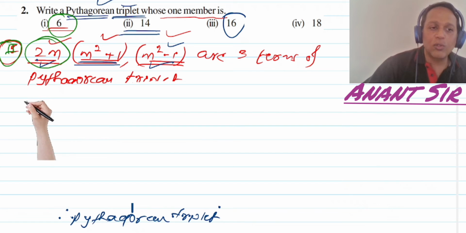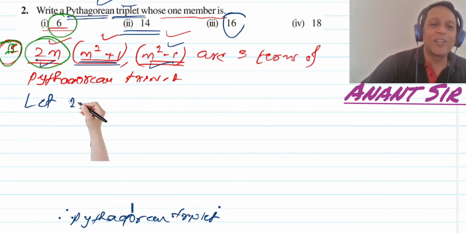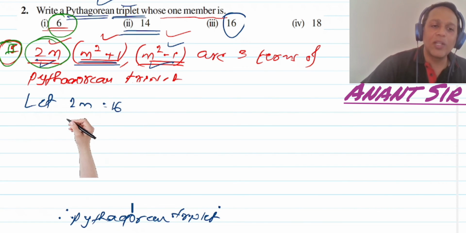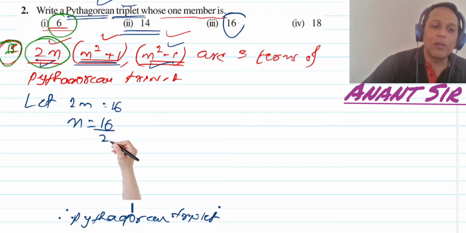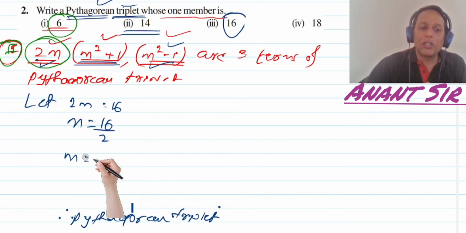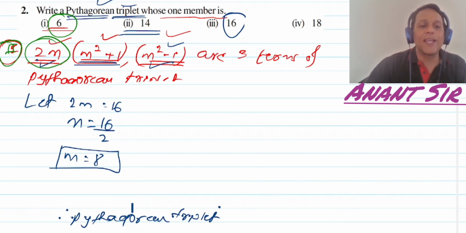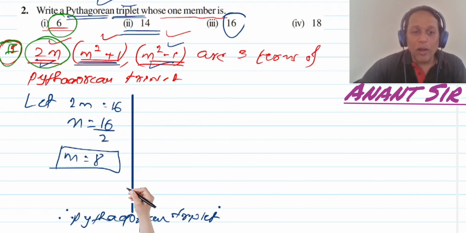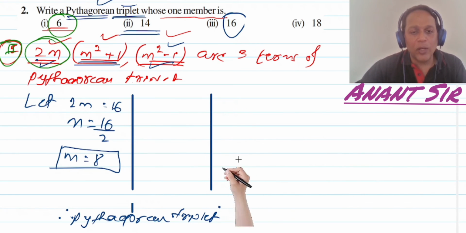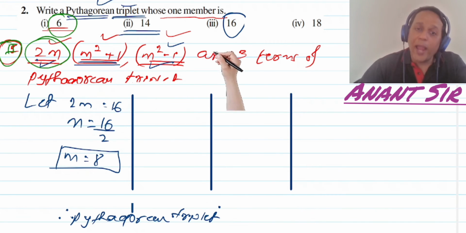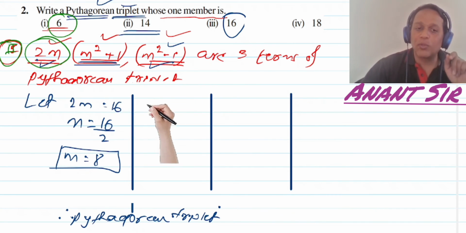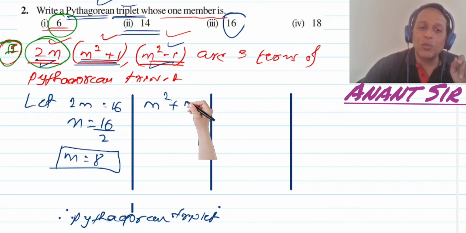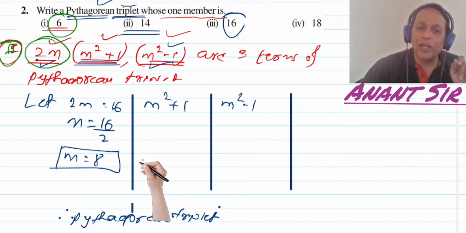Again here, we have to take 2m equal to 16. Multiply by 2 will become division on the other side and we get the value of m as 8. So now we have to find the other two terms. Can you tell me which are the other two members here? We have taken 2m as 16. So the first term is 2m, and the remaining terms are m square plus 1 and m square minus 1.